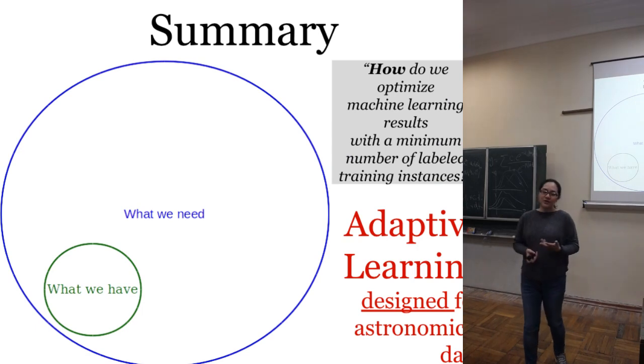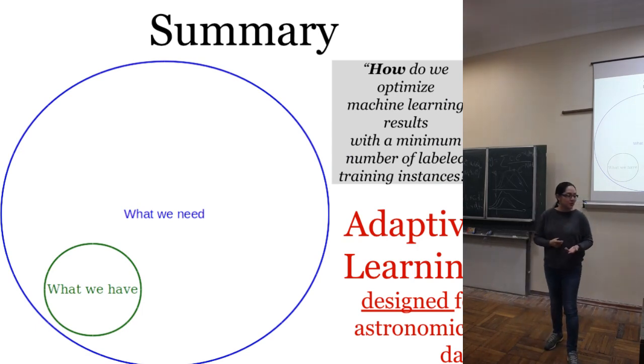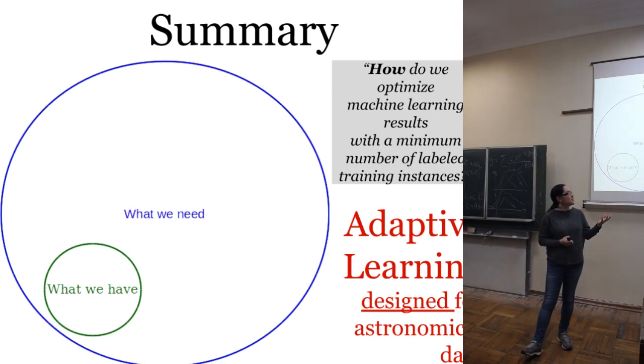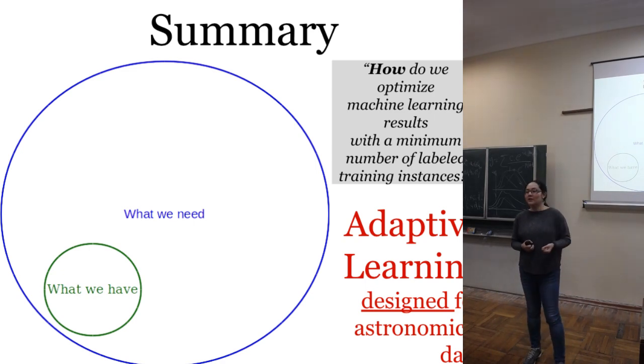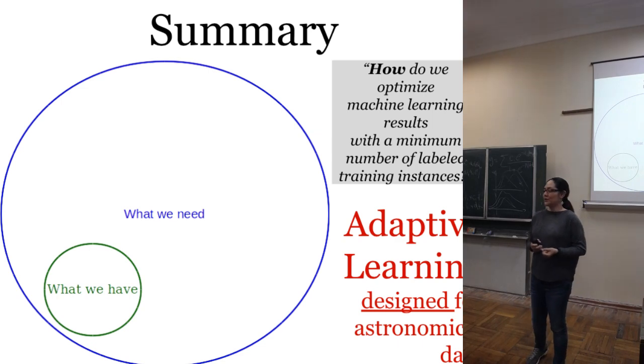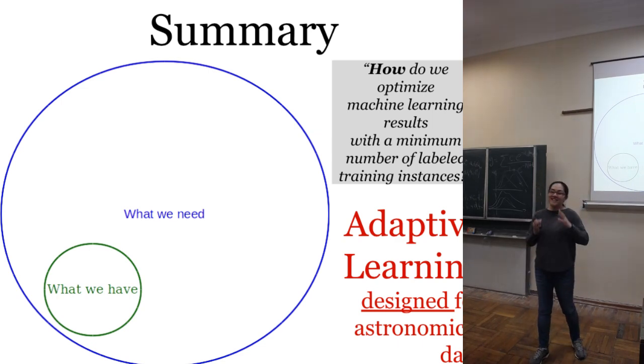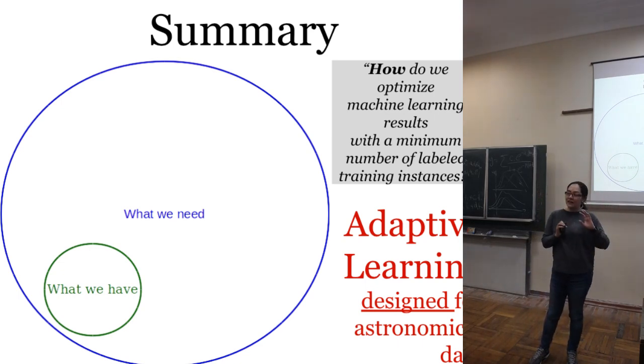So what I wanted you to remember from this is the question: how do we optimize machine learning results with a minimum number of labeled instances? This is very important in astronomy because of the spectroscopic and photometric data. I'm not saying that this specific algorithm is the answer. I do not think this is a very good dataset to get a clear result about this.